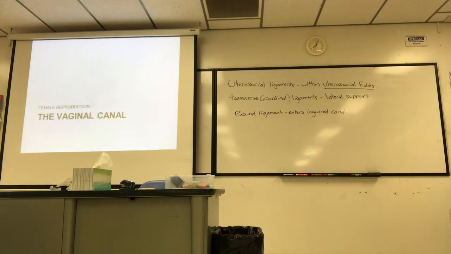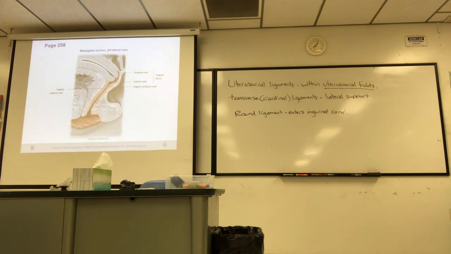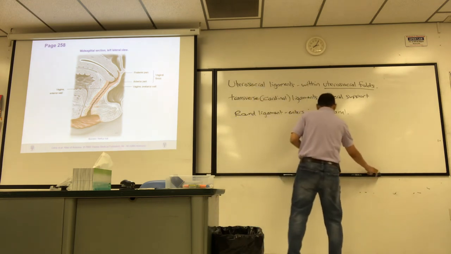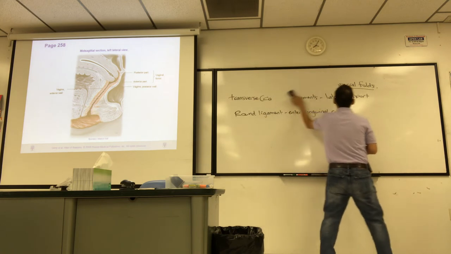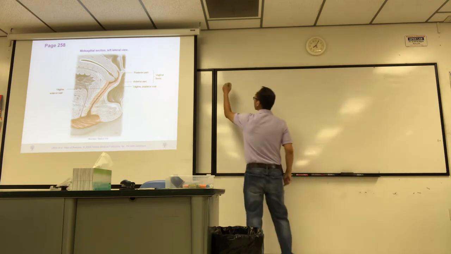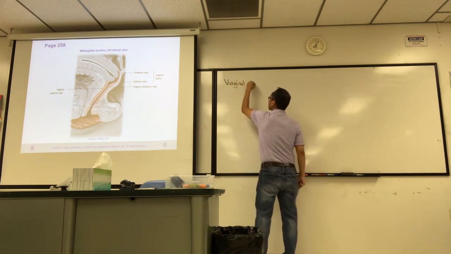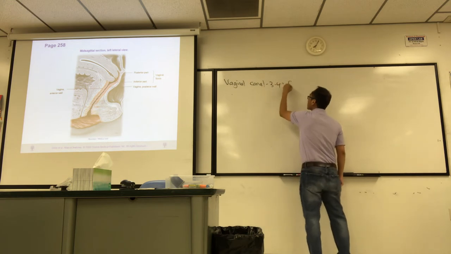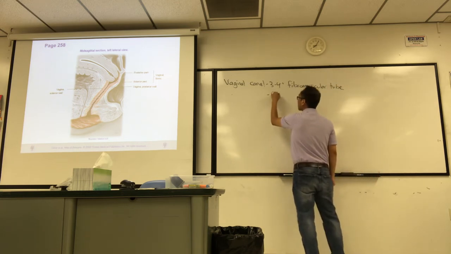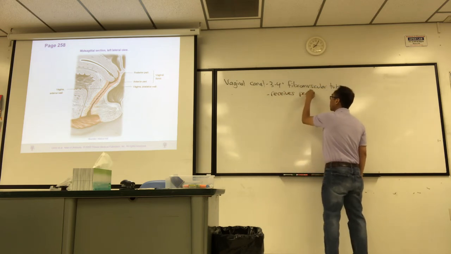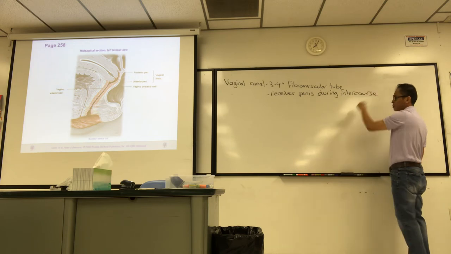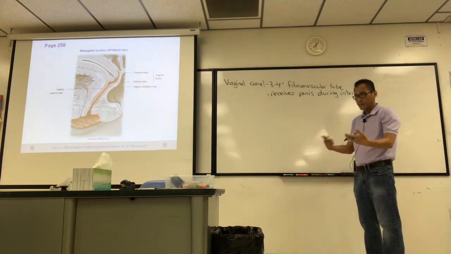All right, the last thing I need to discuss is the vaginal canal. It's a 3 to 4 inch fibromuscular tube. It receives the penis during intercourse. And with the cervical canal, it forms the natural birth canal.